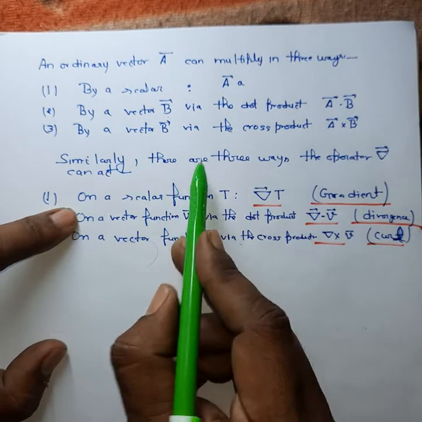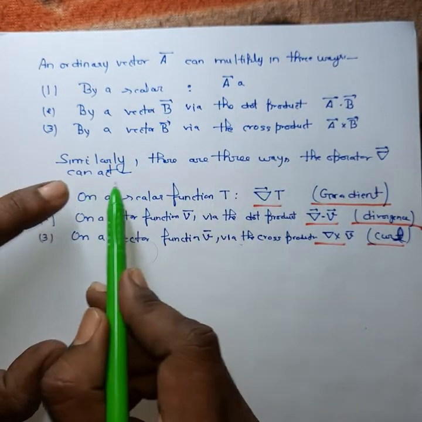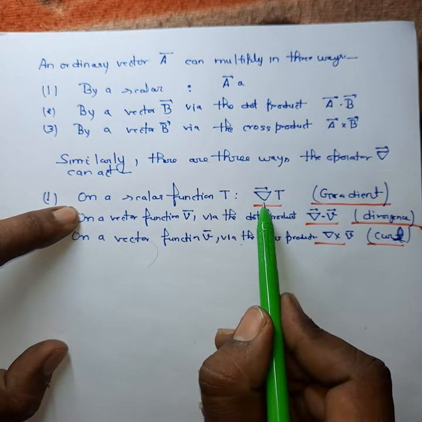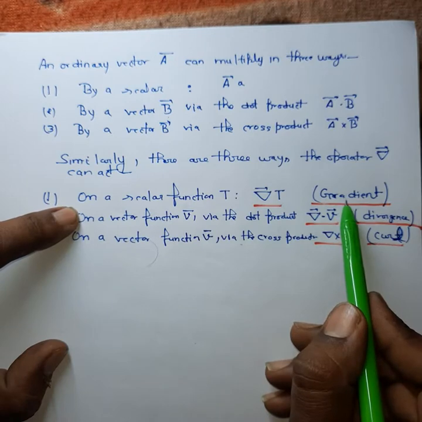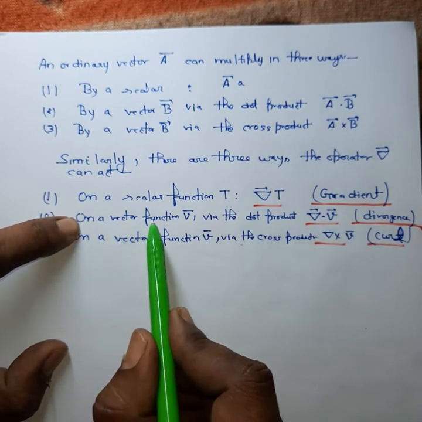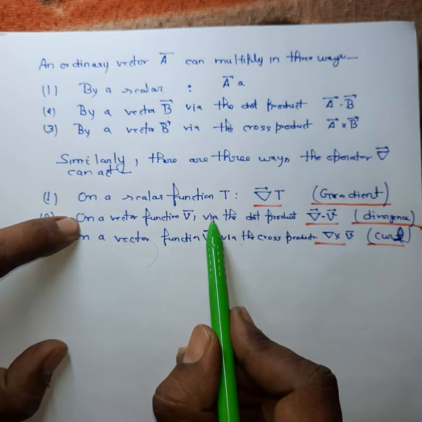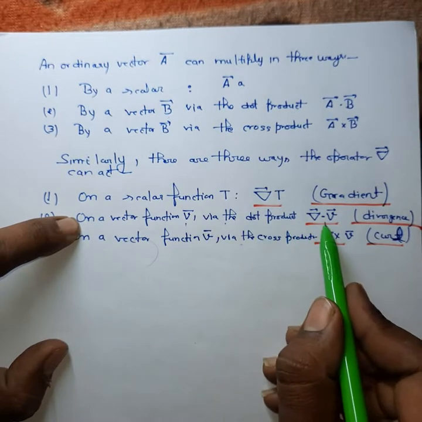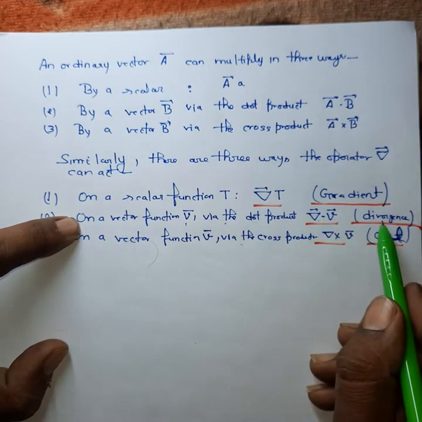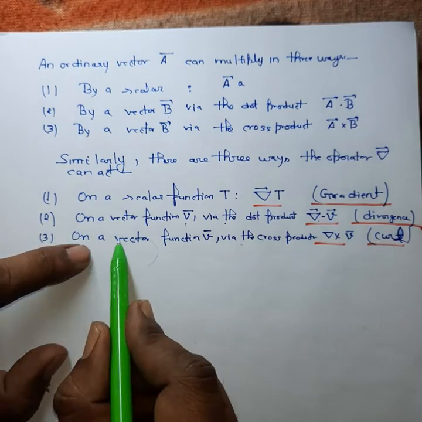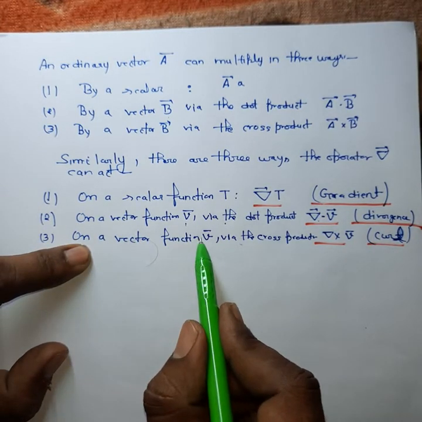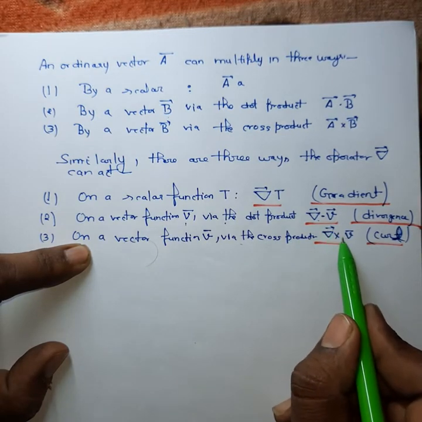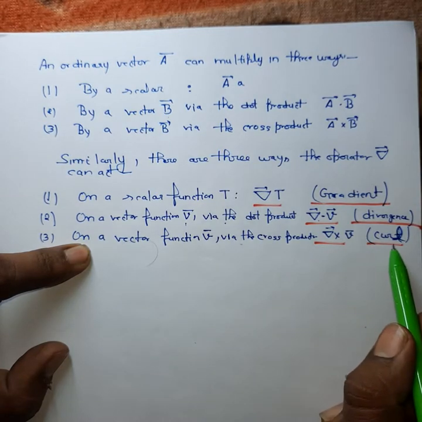Similarly, there are three ways the operator del can act. Del can act on a scalar function t; when del acts on a scalar function t, this is called gradient. Del can act on a vector function v via the dot product, defined as del dot v, and it is called divergence. And del can operate on a vector function via the cross product also, defined as del vector cross v vector, and this is called curl.